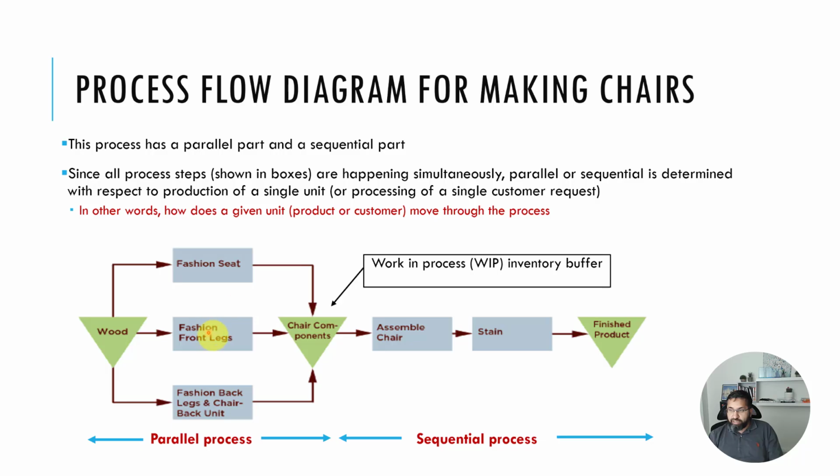Notice you have the seat, the front legs, the back legs coming together, and you put WIP right here, chair components before the assembly. Why? Because if you didn't have any WIP, and let's say it took longer to make the back legs than the other two steps, you might have more front legs than back legs, and then the assembly can't proceed at its regular pace because it has to wait for the back legs for those chairs that are missing them, because front legs were easier to produce, and you got more of those and less of the others.